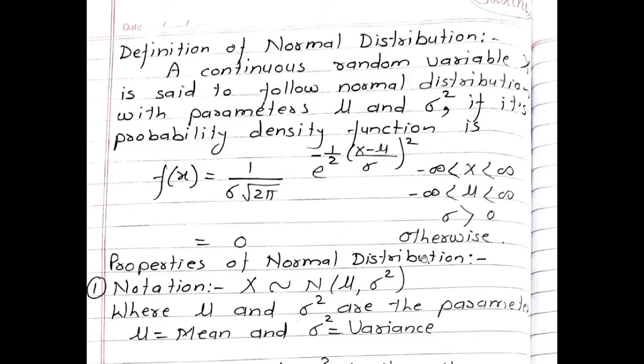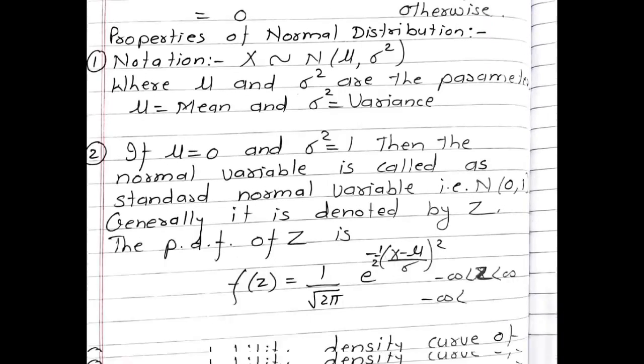See the properties of normal distribution. First of all, we will see the notation. X follows normal distribution with parameters mu and sigma square, where mu and sigma square are the parameters. Mu is equal to mean and sigma square is equal to variance. If mu is equal to 0 and sigma square is equal to 1, then the normal variable is called a standard normal variable, that is normal (0, 1). Generally, it is denoted by z.